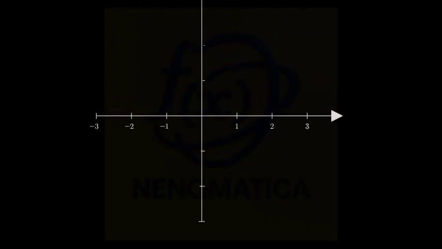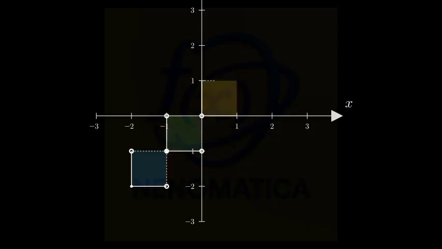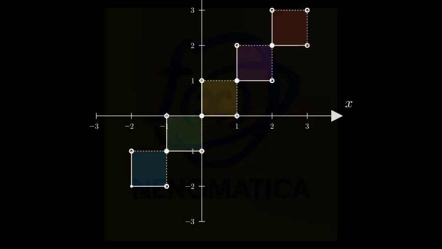Let us build the graph step by step on a coordinate plane. We will plot the unit squares for several consecutive integers k, each square covering x from k to k plus 1 and y from k to k plus 1. Notice how these squares sit along the diagonal line y equals x like a staircase of blocks.